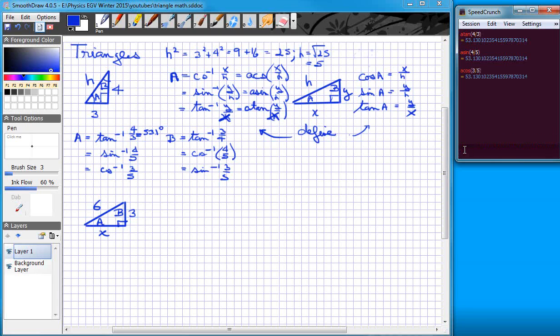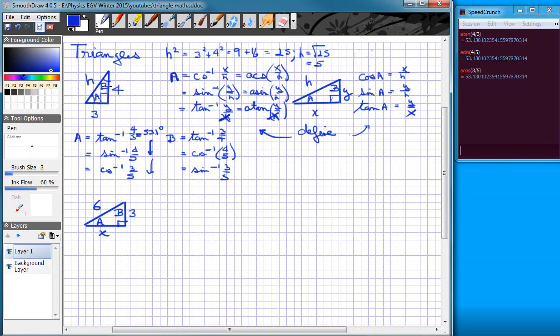And so that also is going to be 53.1. And so all up and down here, I get the same thing. Same thing. So this is the same all the way up and down. Now for angle B, I could do a similar thing.